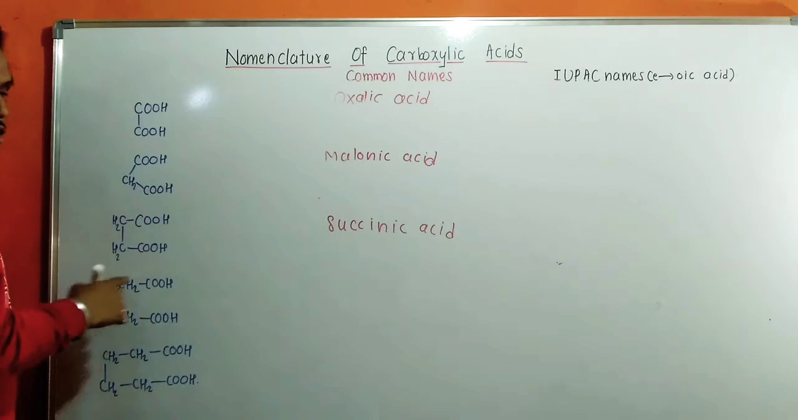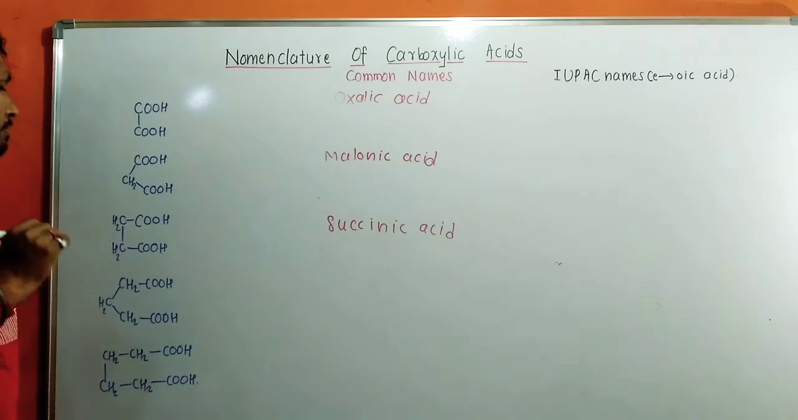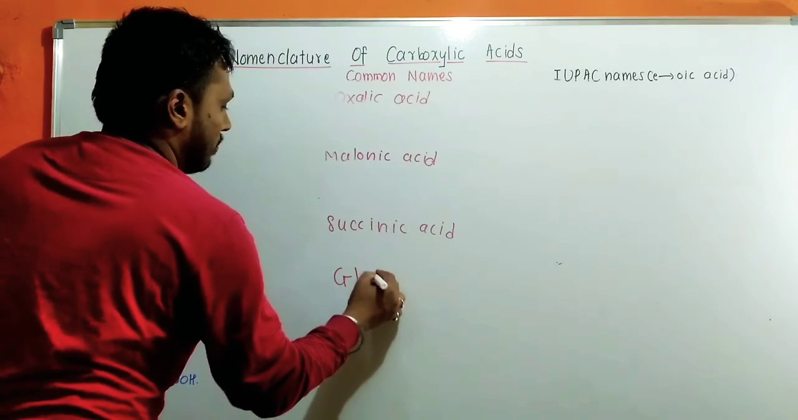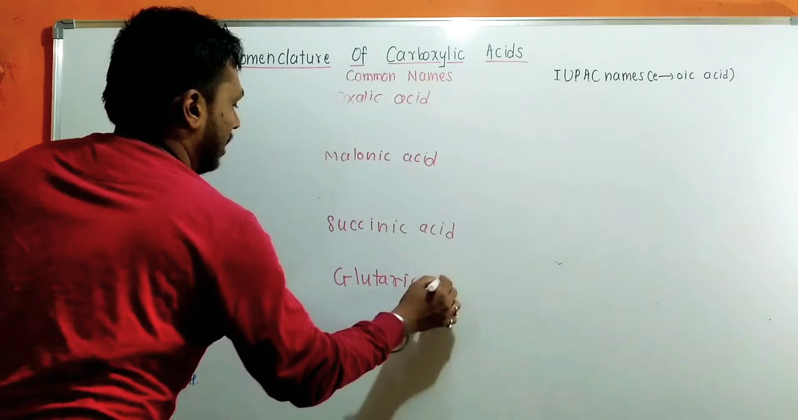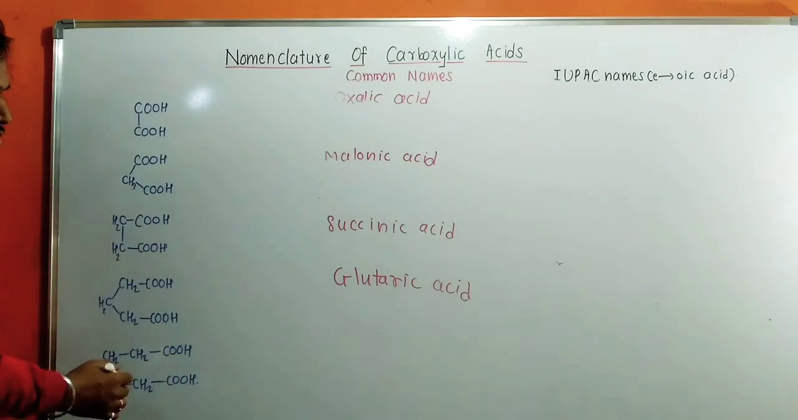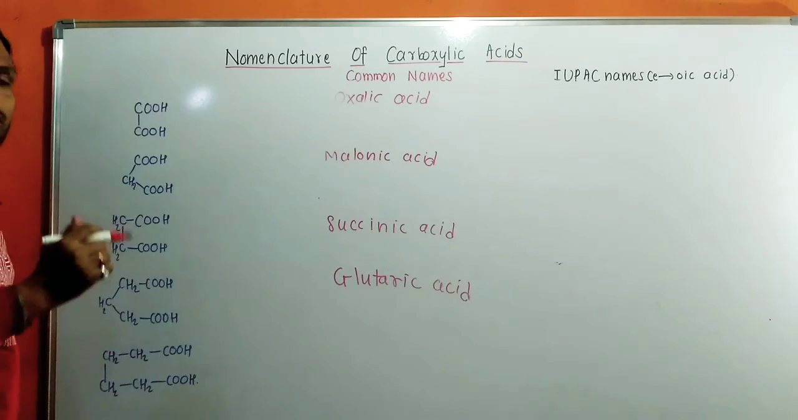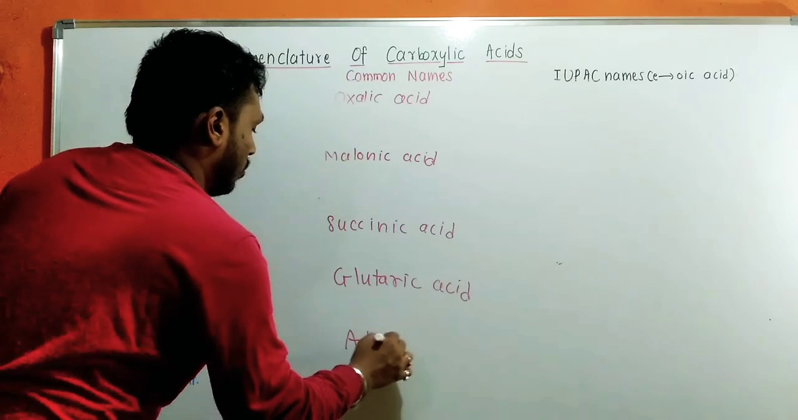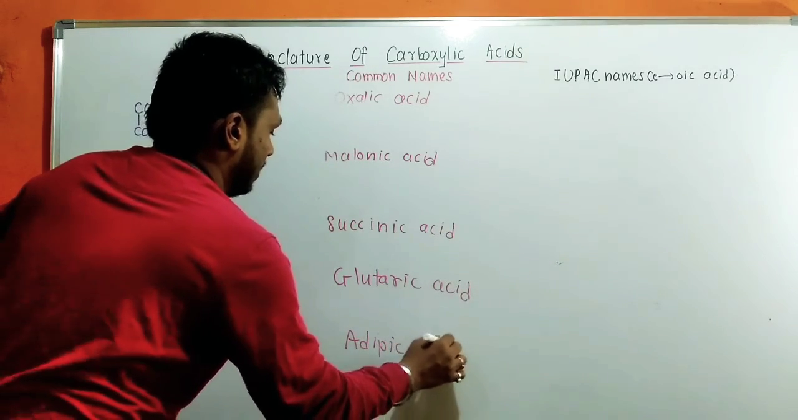If you are having 3 CH2 groups in between two carboxylic groups, then in that case it is called glutaric acid. What is the name? Glutaric acid. If you are having a total of 4 CH2 or methylene groups in between two carboxylic groups, in that case it is called adipic acid. What is the name? Adipic acid.